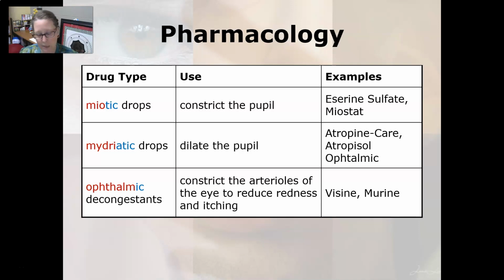So, all right, that wraps up our diagnostics and treatments for the eye.